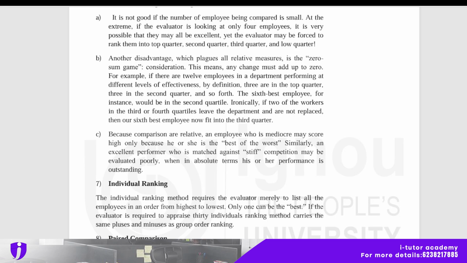Because comparisons are relative, an employee who is mediocre may score high only because he or she is the best of the worst. Similarly, an excellent performer who is matched against stiff competition may be evaluated poorly when in absolute terms his or her performance is outstanding.